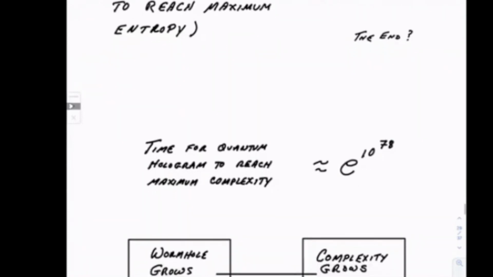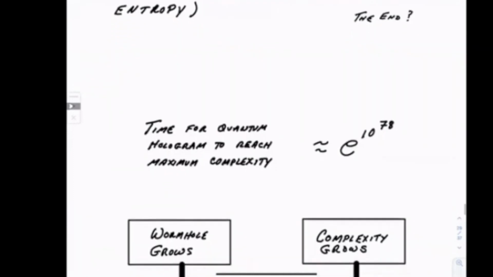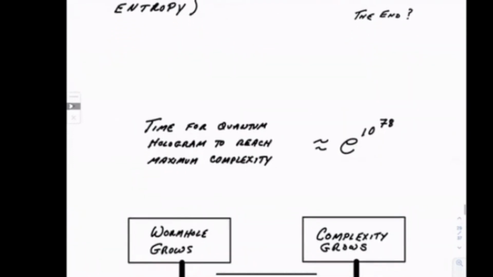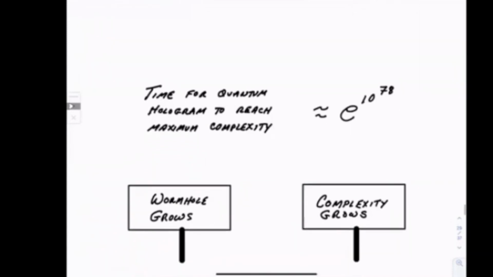The answer is an incredibly large time, e to the 10 to the 78, some incredibly long time. The point is that complexity can continue to grow long, long after the system has come to thermal equilibrium.